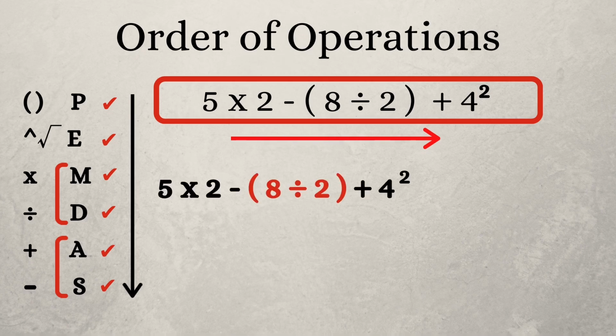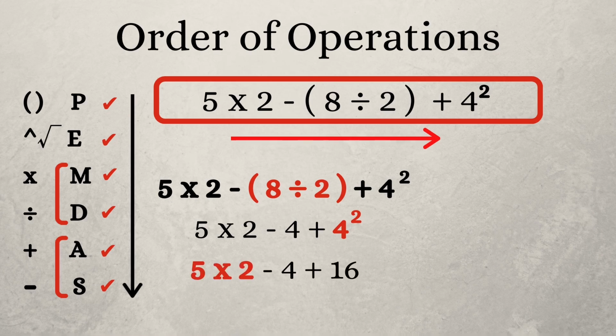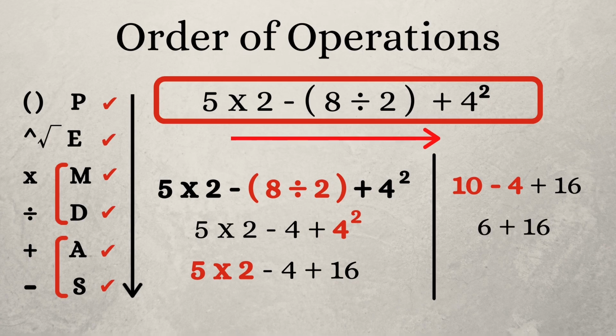So let's do the parentheses first. We have 8 divided by 2 inside the parentheses. So we compute it first, which gives us the answer 4. Then comes the exponents. So we calculate 4 square. That gives us 16. Then comes multiplication. So 5 into 2 results in 10. Now we have 10 minus 4 plus 16. So computed from left to right, we get 6 plus 16, which gives us the final answer of 22.